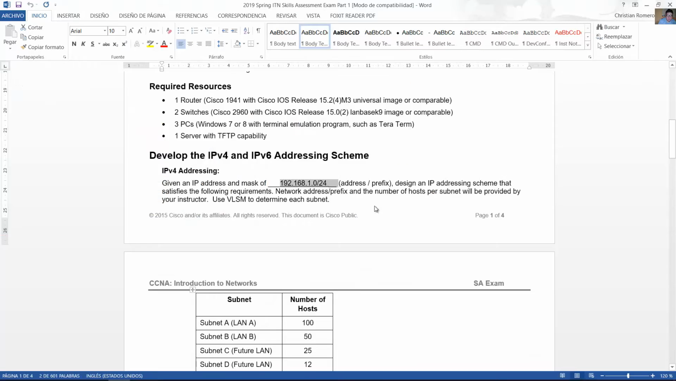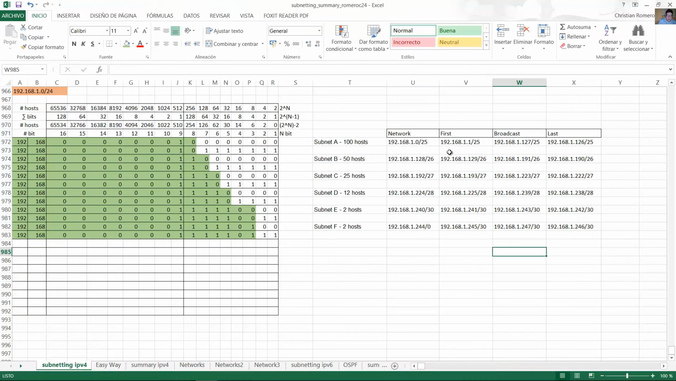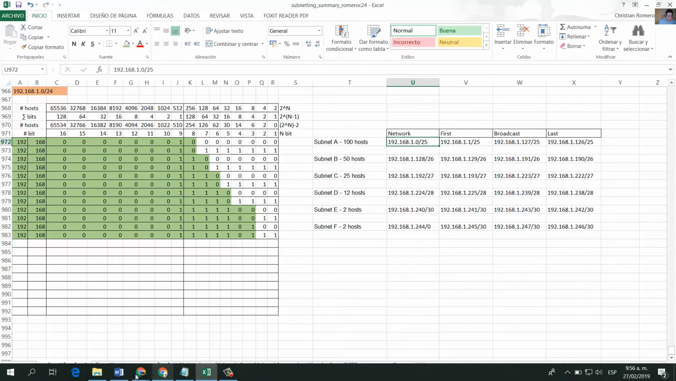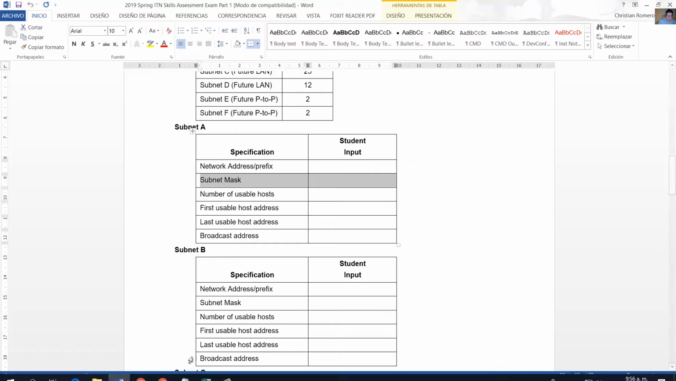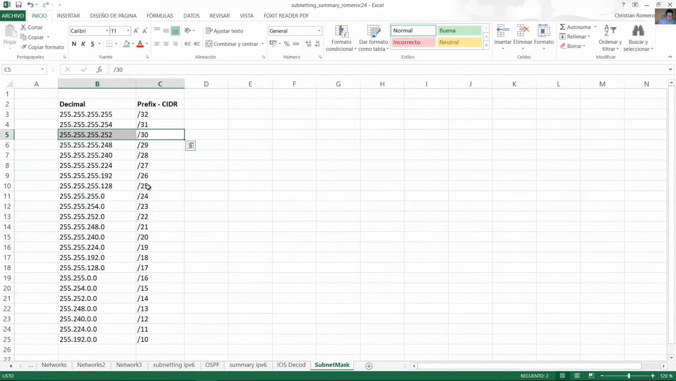Okay, ready. Okay, you need the network address and prefix. Is this the network address and prefix? The subnet mask is 25, but in decimal 25 is this: 255.255.255.128.